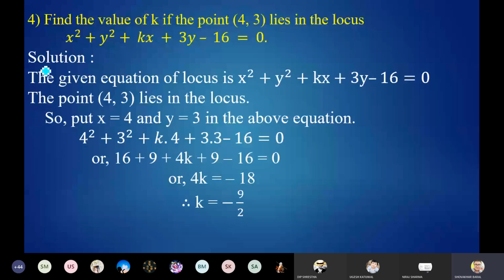So please copy this. The given equation of the locus is x square plus y square plus kx plus 3y minus 16 equals to 0. This is the given equation of the locus. The point (4, 3) lies in the locus. This is given by the question. So let's put x equals to 4 and y equals to 3 in the above equation, so it will be 4 square plus 3 square plus k times 4 plus 3 times 3 minus 16 equals to 0. Simplify it and you will get the value of k is minus 9 by 2. Please let me know if you have any problem. Please copy it first.